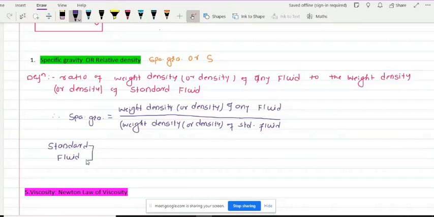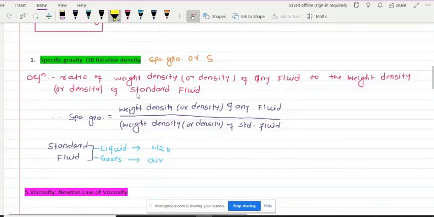What is a standard fluid? For liquids, the standard fluid is taken as water, and for gases, the standard fluid is taken as air. Okay, these are the standard fluids, so we assume these standard fluids. So, what is density? That is, what is the specific gravity?